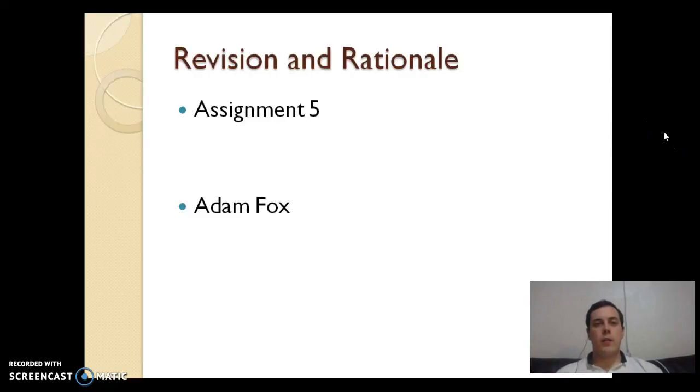This is my assignment 5, the revision and rationale of my assignment 4 teaching lesson. The teaching lesson I used was from a current textbook we use in class. This particular chapter was about comparatives and superlatives, so using most, more, IER, ER at the end of adjectives.